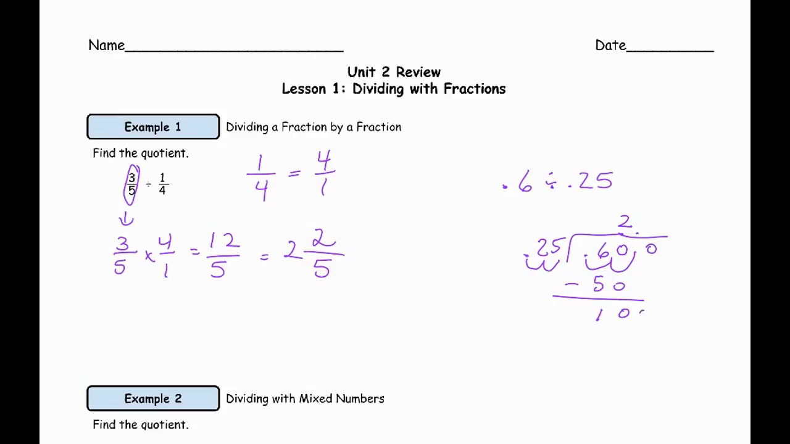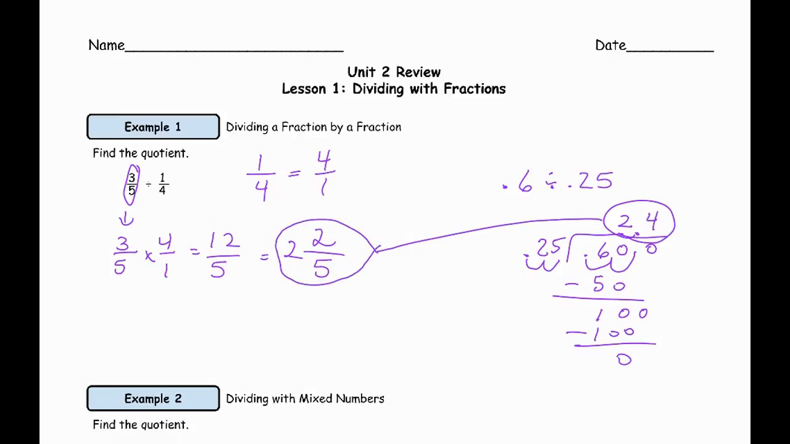Let's go ahead and bring a 0 down, and 25 goes into 100 4 times, which makes everything come out evenly. 25 times 4 is 100. And so we can see that 2 4/10 is our answer. Now as we look, 2 4/10 is equivalent, or exactly the same amount, as 2 2/5.